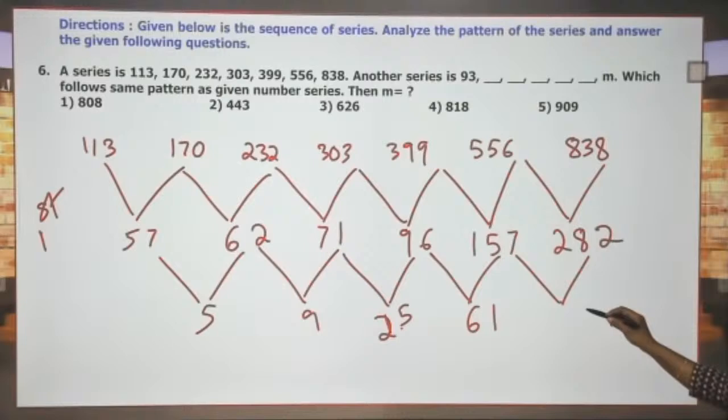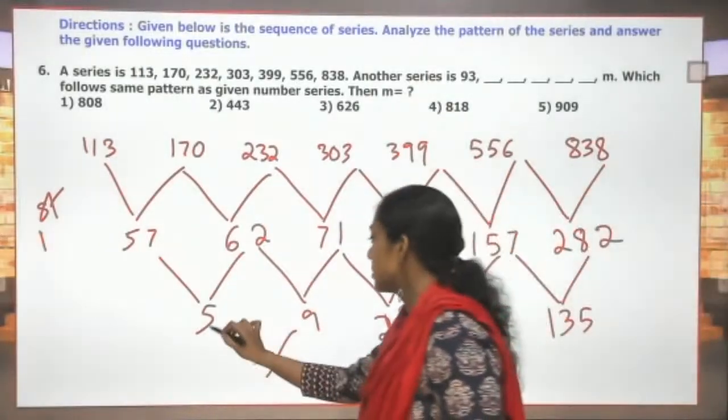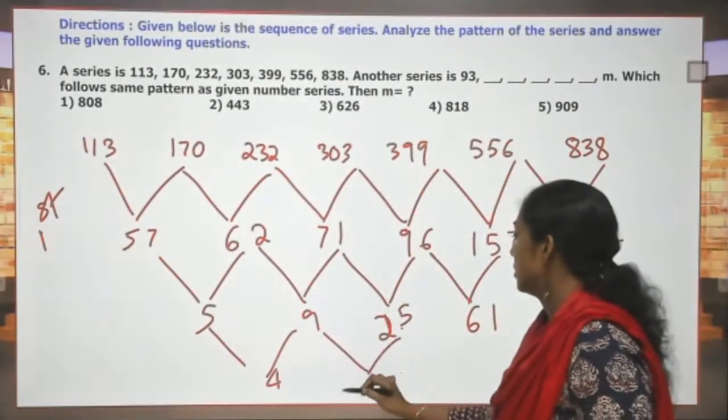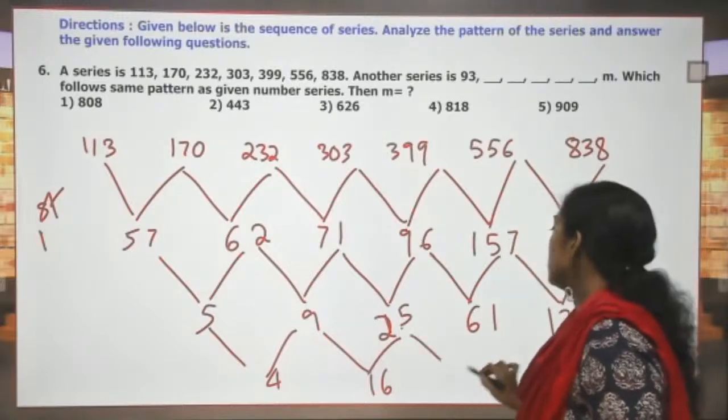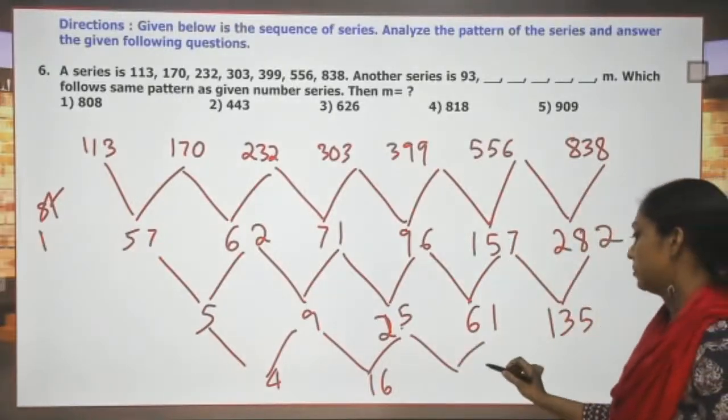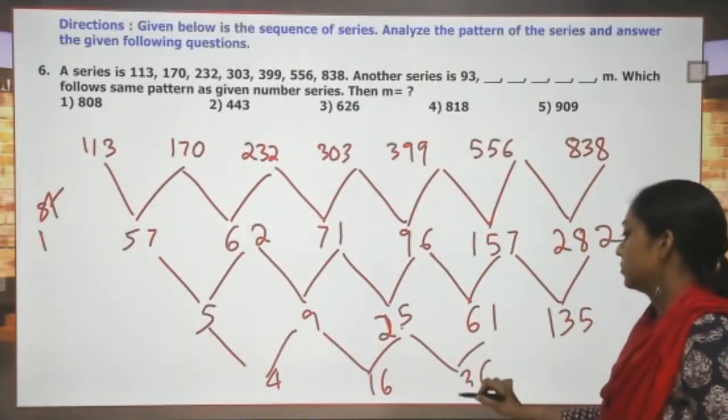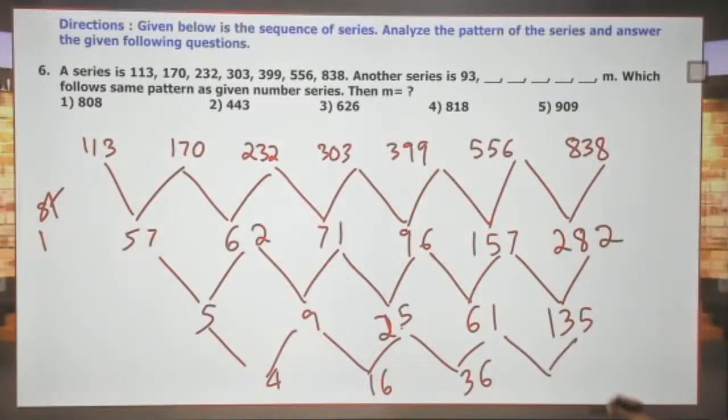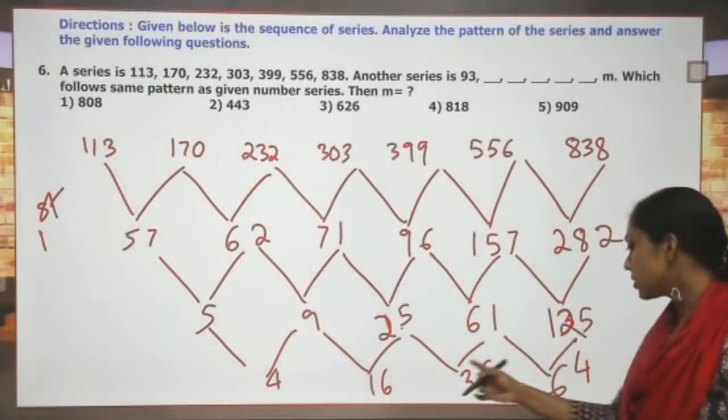Next, going for the next difference, 4, 16, 36, 64. Okay. So 4, 16, 36, 64.